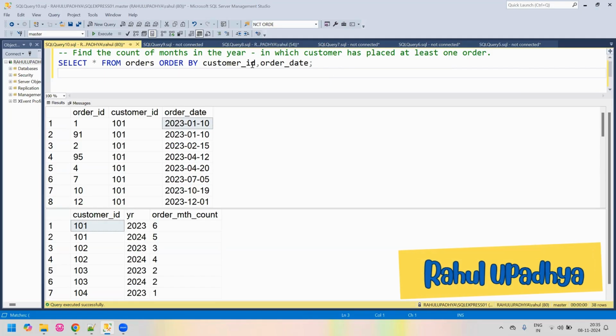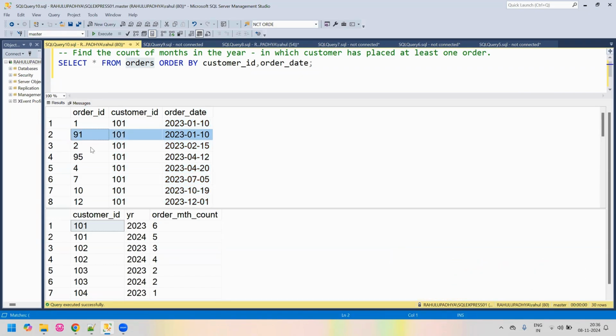Hi everyone. As part of this problem, we have the input table orders. This table has the columns order ID, that is the ID of the order; customer ID, that is the ID of the customer who has placed the order; and order date, that is the date on which the order was placed. So every entry gives information about the order. Now, as part of the output, we need to find out the count of months in the year in which the customer has placed at least one order.